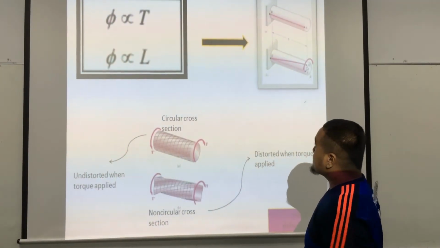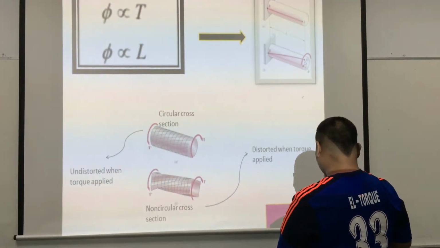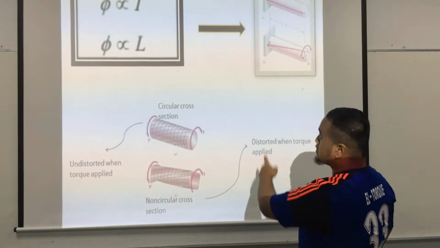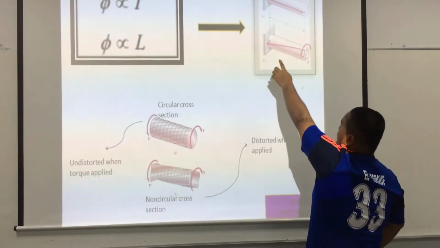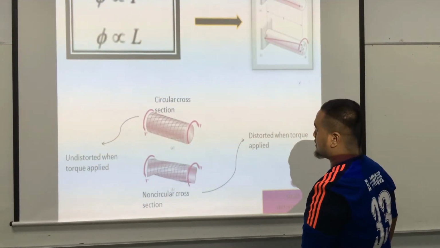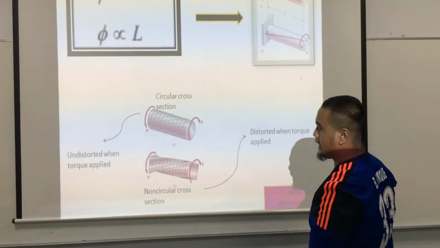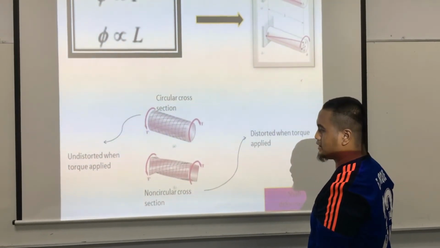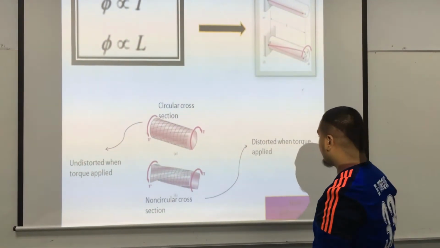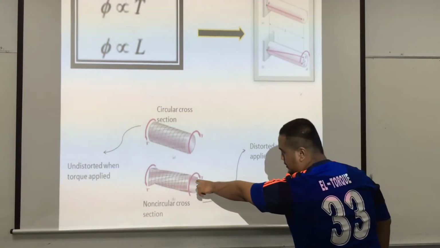From the picture here, the angle of twist of the shaft is proportional to the torque and to the length. For a circular cross section, it will be undisturbed when torque is applied. For a non-circular cross section, it will be disturbed when the torque is applied. We can look here.